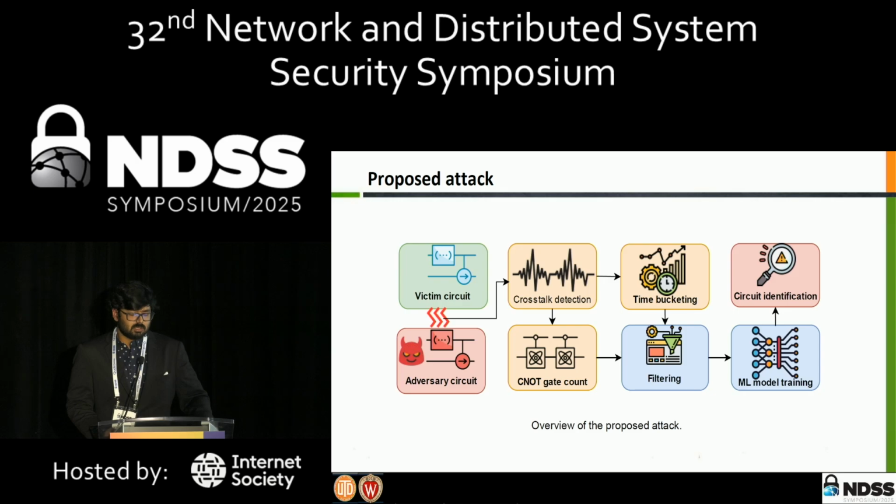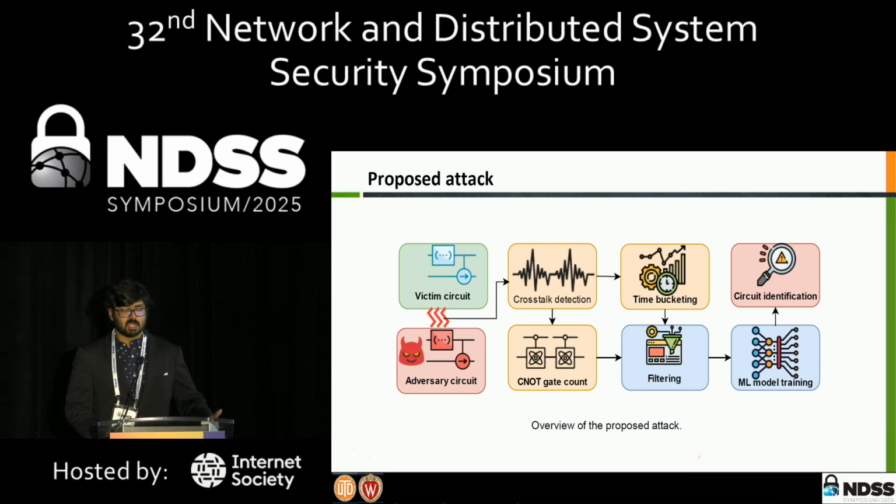Keeping that in mind, we design our proposed attack where the victim circuit and the adversary circuit are mapped onto the same quantum processing unit, and there's crosstalk. Crosstalk occurs among them. This crosstalk is then detected by the adversarial circuit. Now, it is important to note that we've shown that from the crosstalk, the number of CX gates can be counted. The total number of CX gates gives us an idea of the number of CX gates in the circuit.